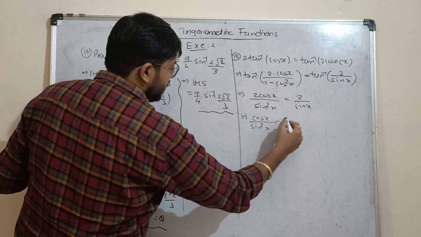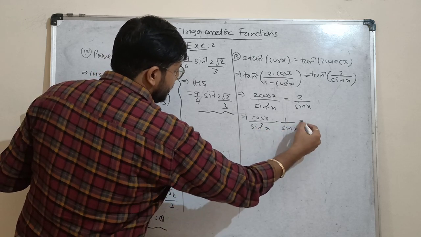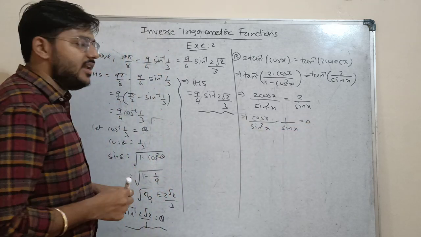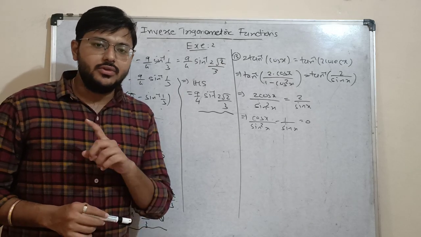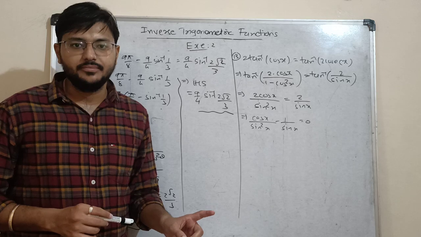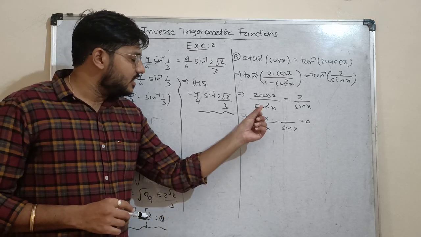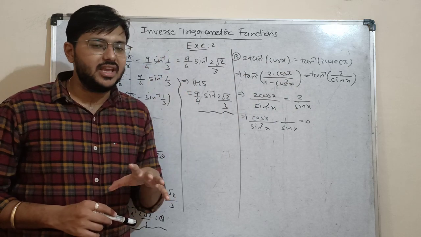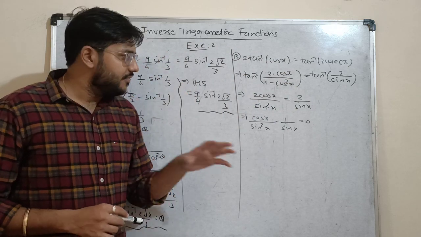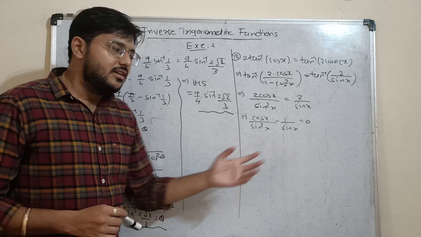Cos x upon sin square x minus 1 by sin x equals 0. Very important point: whenever we have to find a solution based question, do not cancel variables from both the sides. So if someone says let us cancel this sin x from both the sides, in the very first case don't do this. First take the variable to the opposite side and find some factor.